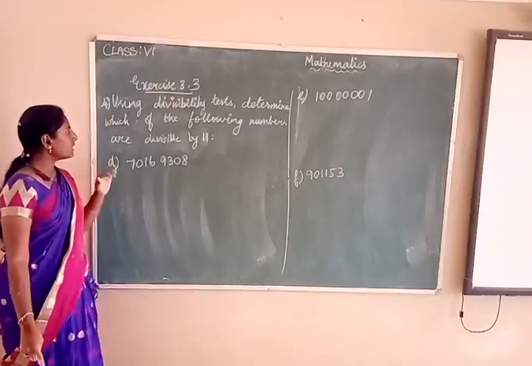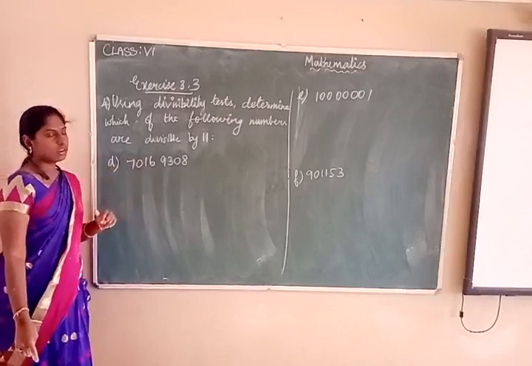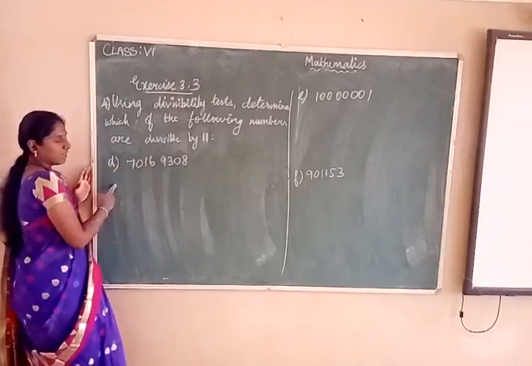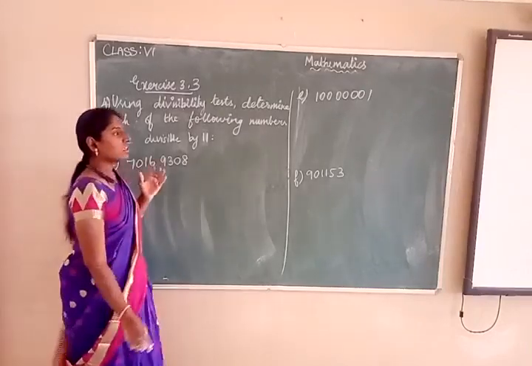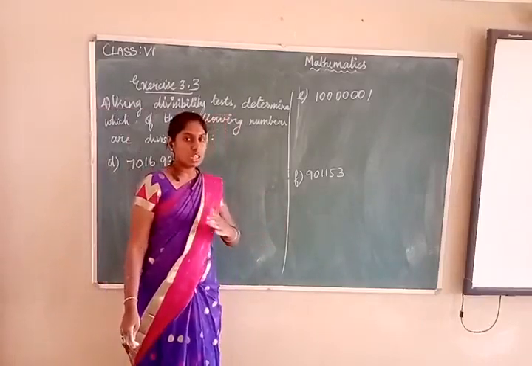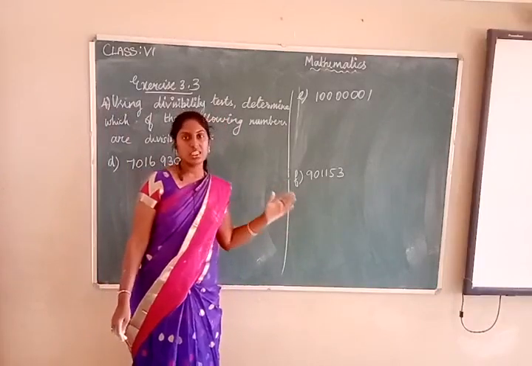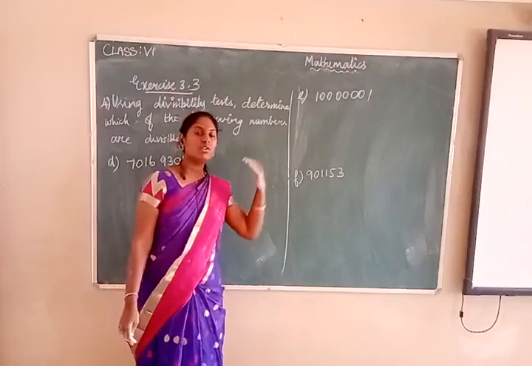Divisibility test: determine which of the following numbers are divisible by 11. Okay, so this is the given number. To find whether a number is divisible by 11 or not, what we have to do? First we have to add all the numbers given in the odd places. Then we have to add all the numbers given in the even places. Then we have to find the difference between them.